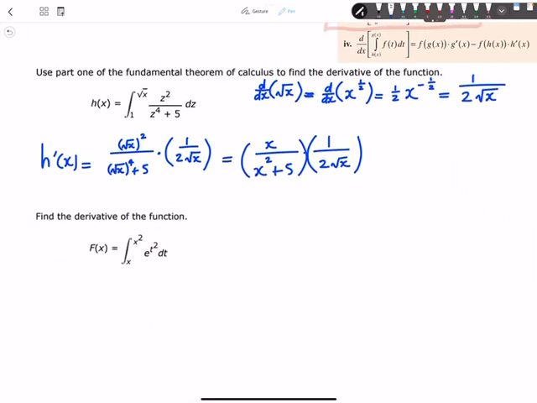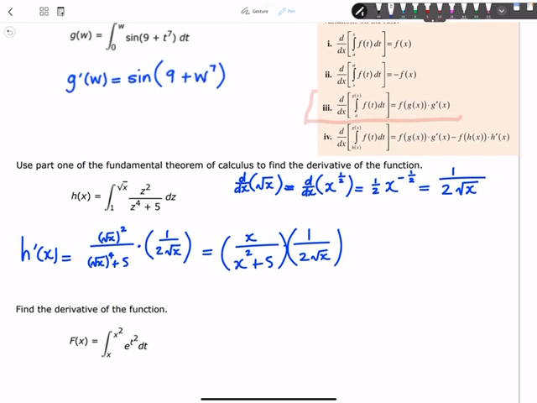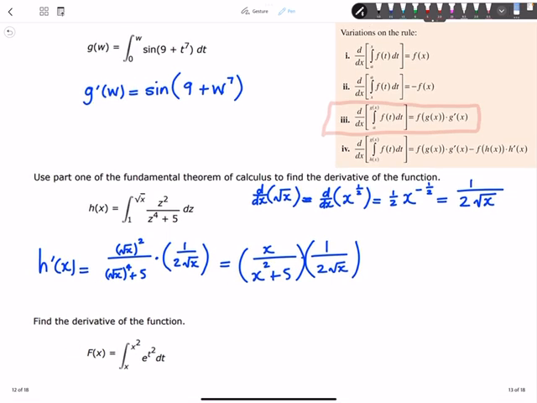All right, in the third case, we are given f of x equal to the integral from x to x squared of e to the t squared dt. Now for this problem, and I'm just going to kind of scroll down here for a second so you can see, we are going to be in case 4.